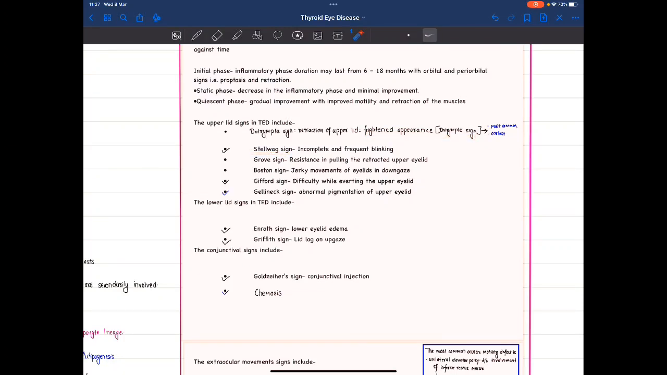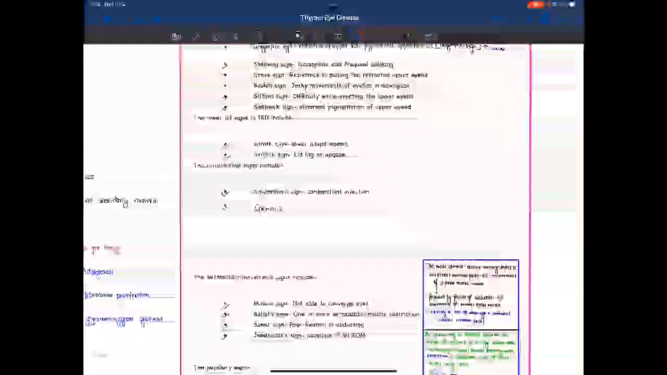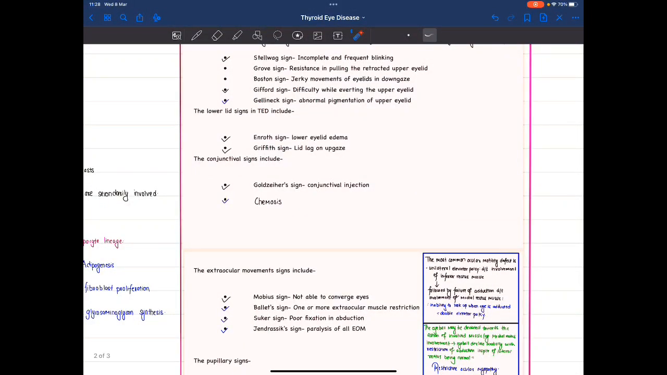Stellwag sign, incomplete and infrequent blinking. Gifford sign, difficulty while everting the upper eyelid. Jellinek sign, abnormal pigmentation of the upper eyelid. Lower eyelid signs in thyroid eye disease include Enroth sign and Griffith sign. Enroth sign means lower eyelid edema. Griffith sign means lid lag on upgaze.